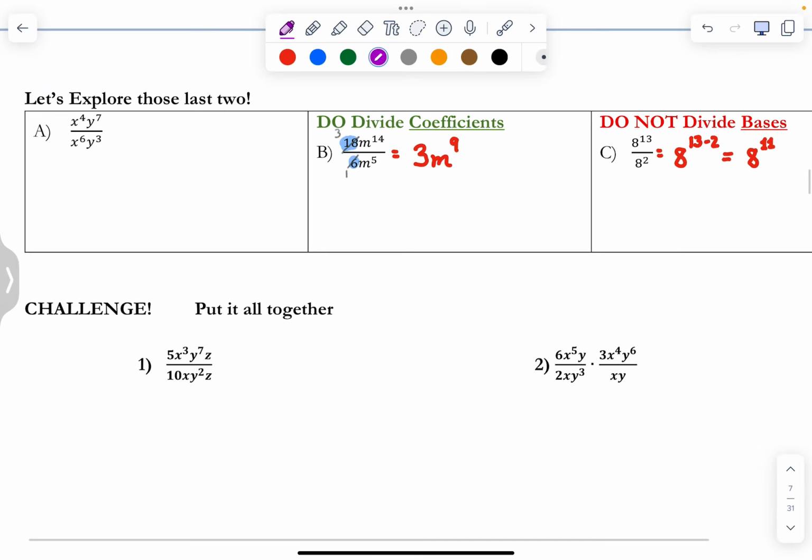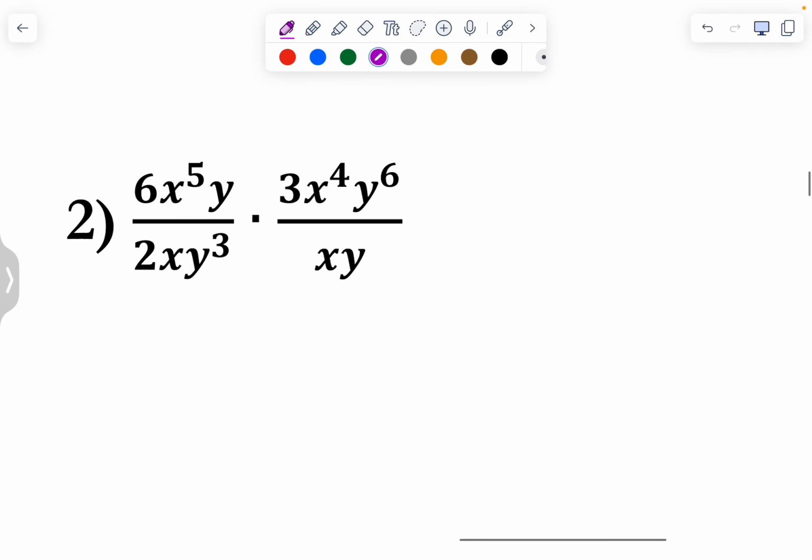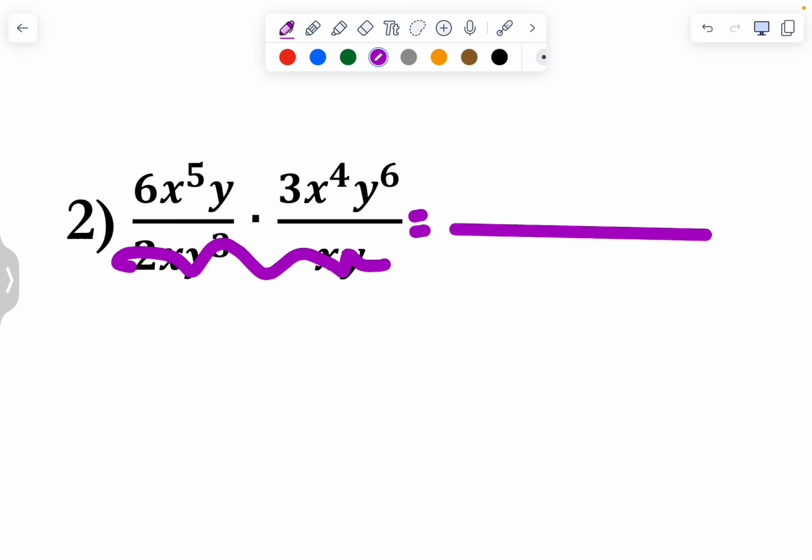All right. Now, these scary ones. We're going to focus on challenge number 2. We won't do challenge number 1 today. What happens when I have multiplication and division in the same problem? So I think the easiest way to do this is to just go across, right? So we're going to take this one at a time. So I'm going to ignore the bottom of the problem. If you were asked to multiply these, you would get 18 x to the 9th. You would add those exponents together, y to the 7th.